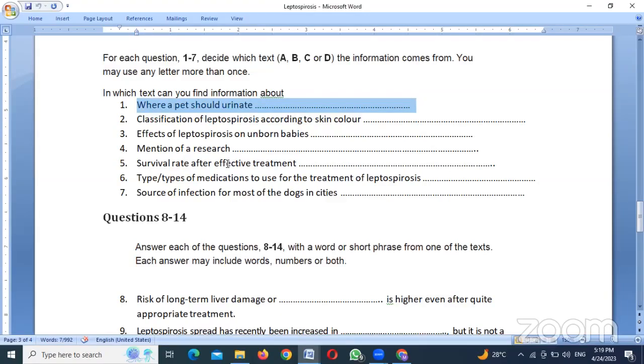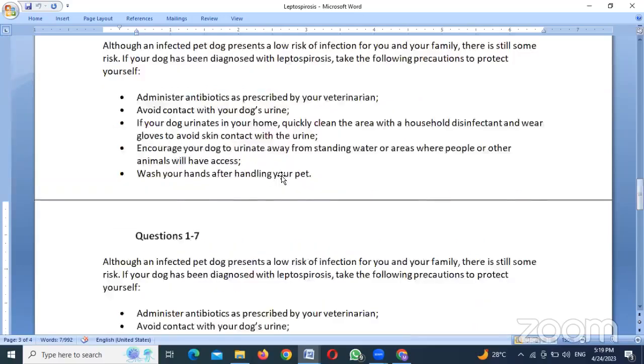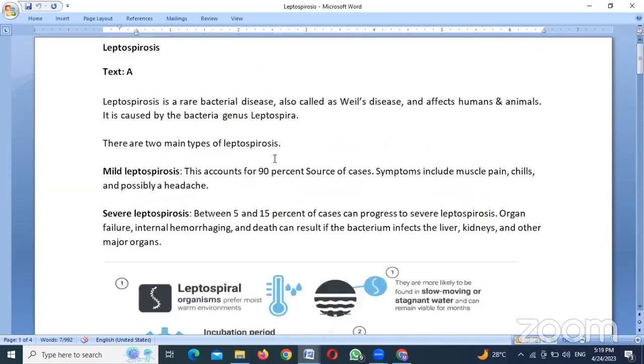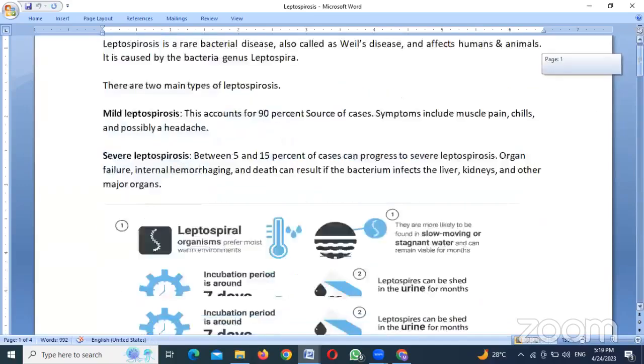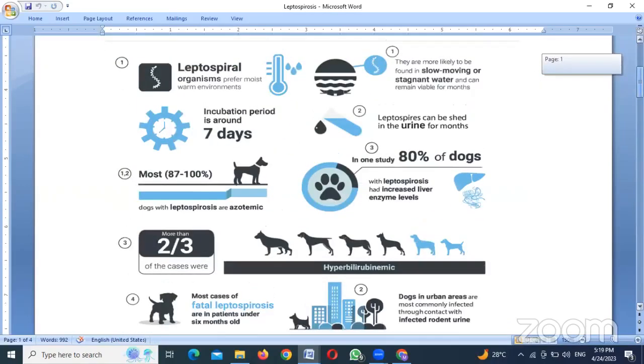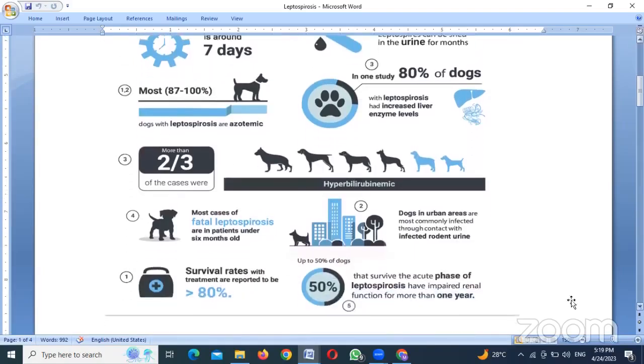Just remember, the question is where a pet should urinate. So it is not possible in these texts. It could be in the structure. So in the picture, just try to find it here. This is talking about water and soil, the environment, and infection of the liver, hyperbilirubinemia, and here the fatal cases are most commonly infected through contact with rodents.